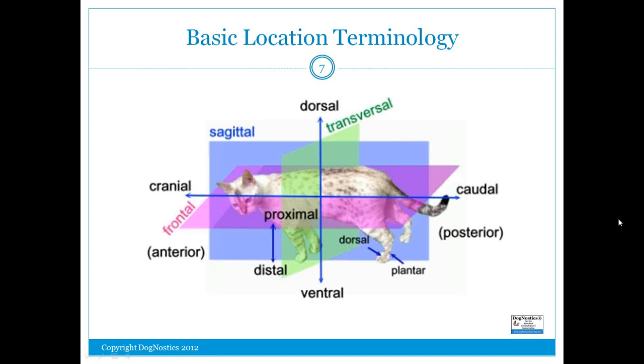Don't worry about all the different planes, the transversal, sagittal, frontal. All of those are the planes in which we're dividing this animal in order to come up with that terminology. You guys don't have to worry about any of that, but the most important things are the cranial and caudal, dorsal, ventral, and the proximal and distal, okay?